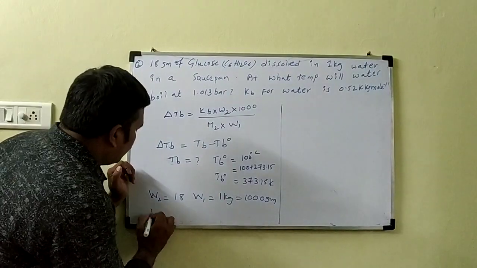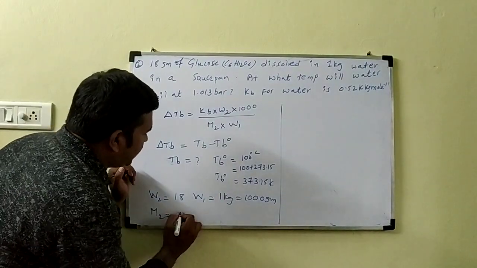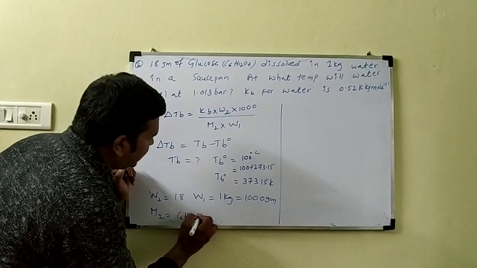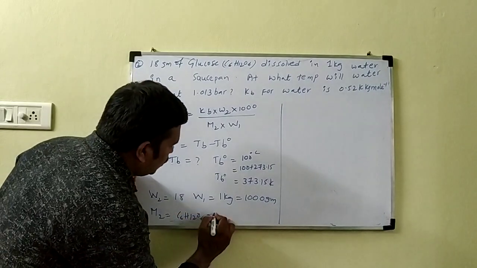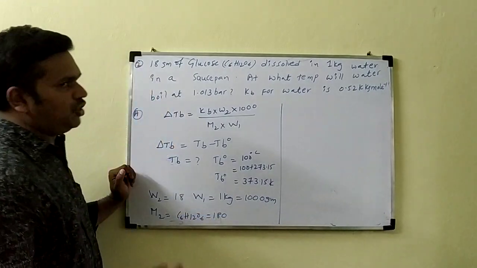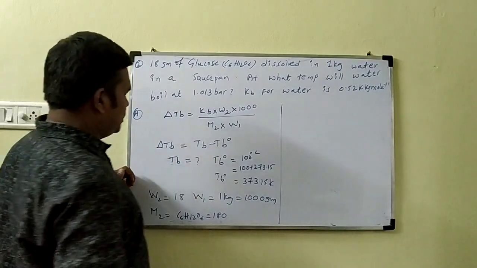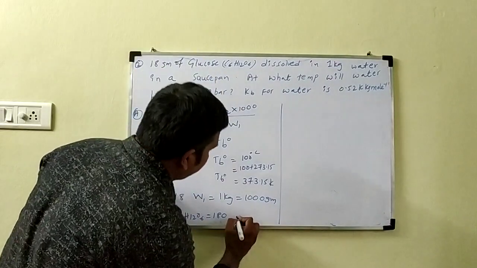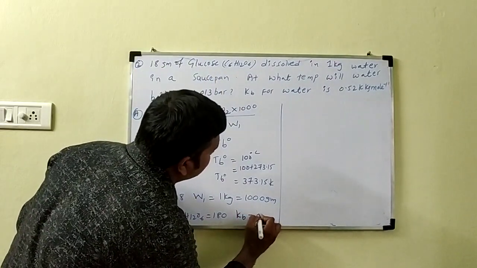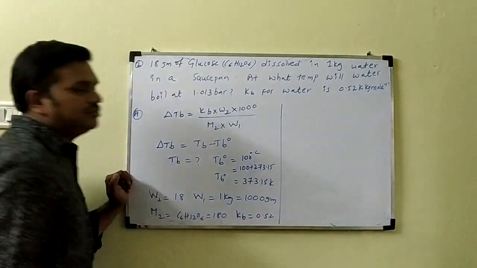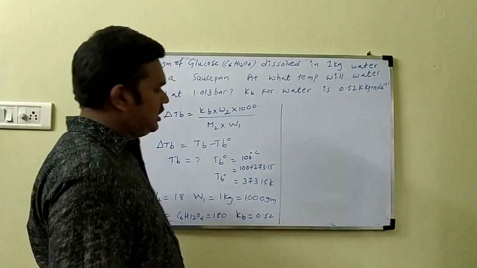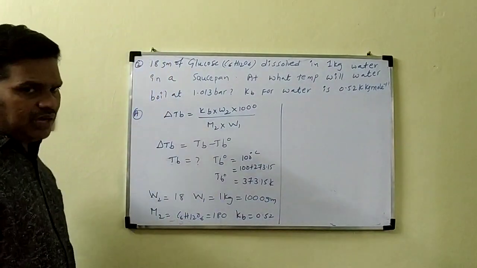What is M2? M2 means the molar mass of the glucose, C6H12O6, that is 180. You have to add all the elements' atomic weights, and you will get 180. One more thing is given here: the Kb value. Kb is equal to 0.52 Kelvin kilogram mole inverse. Now all the values are with us.